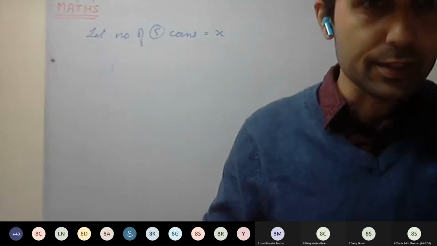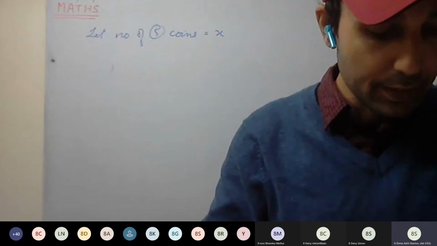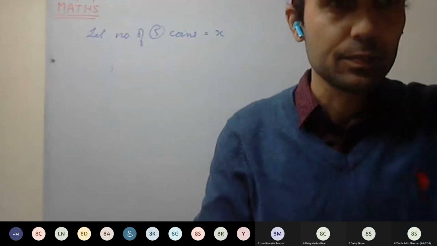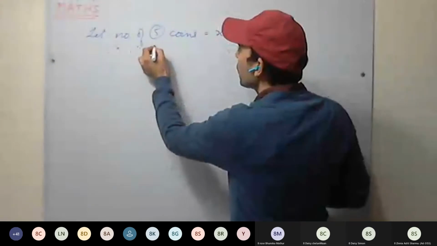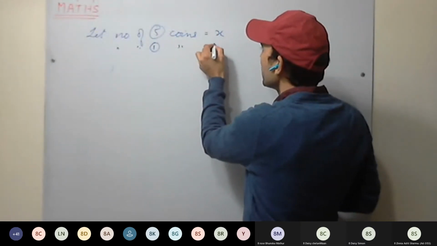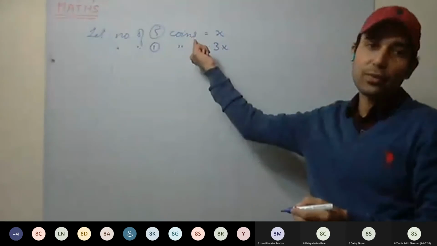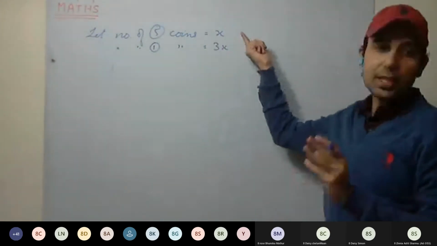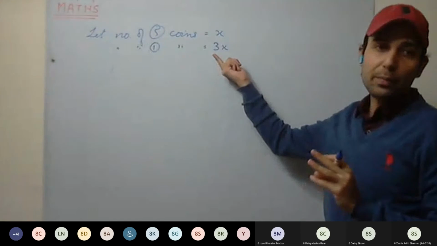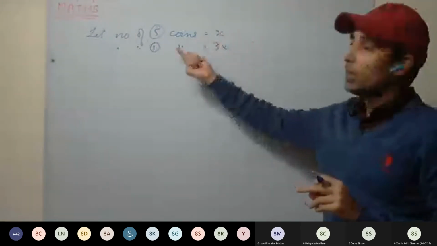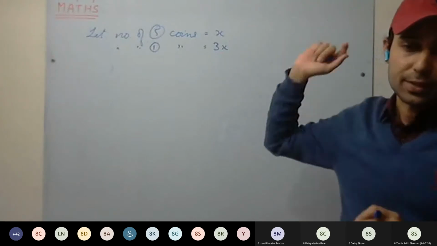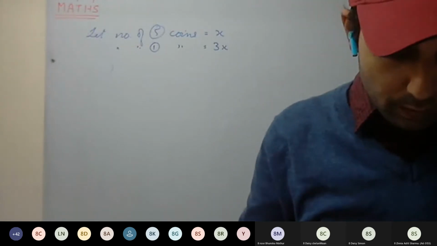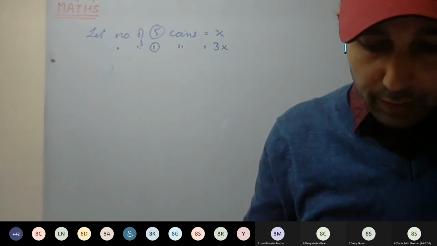How many are the 1 rupee coins? 3 times the 5 rupee coins, so 3x. The number of 1 rupee coins is 3x, because it is 3 times the 5 rupee coins. If 5 rupee coins are 3, then 1 rupee coins will be 9. If 5 rupee coins are 2, then 1 rupee coins will be 6. So there will be 3 times the 5 rupee coins. This is fine. Now see here, next one.